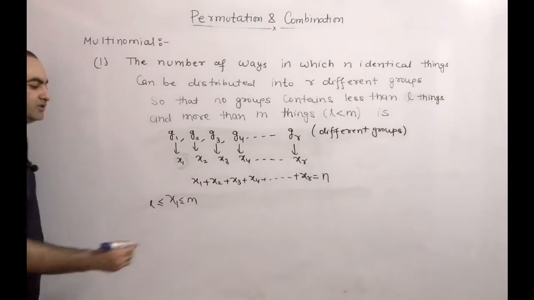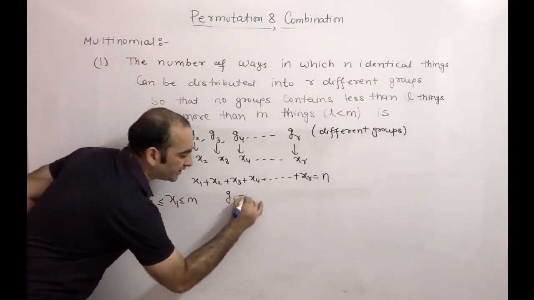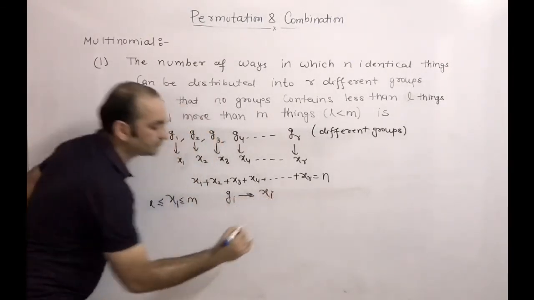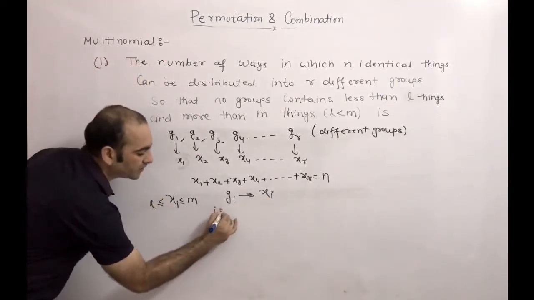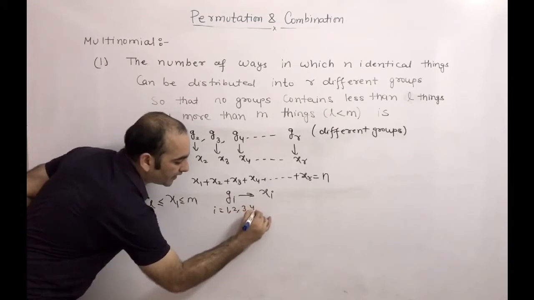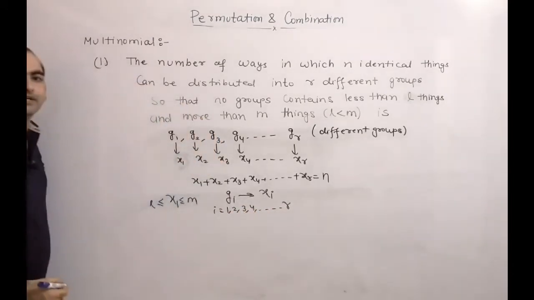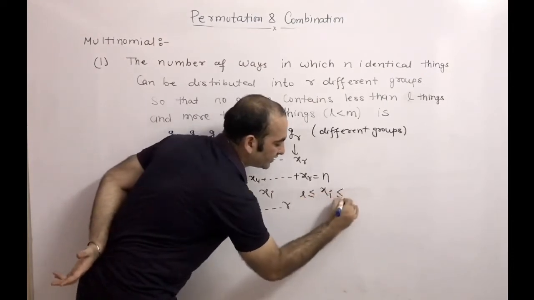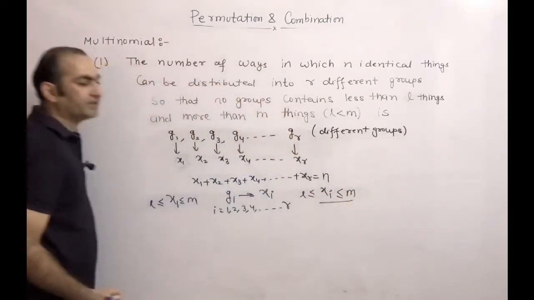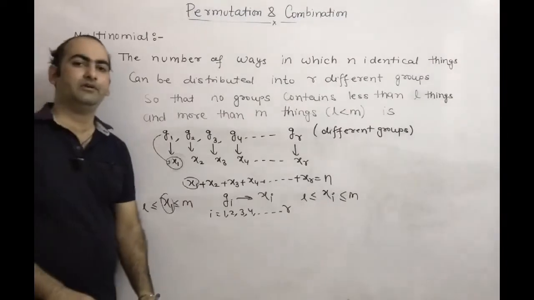So what do you write? Suppose gi is the group that is containing xi things, where i is 1, 2, 3, 4 and so on up to r. Then xi should be greater than or equal to l and less than or equal to m. This condition will come. So here we will use multinomial.